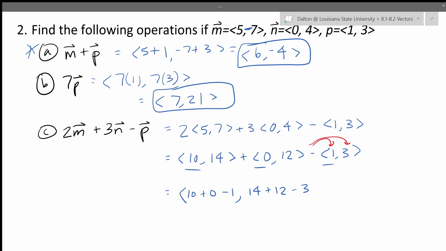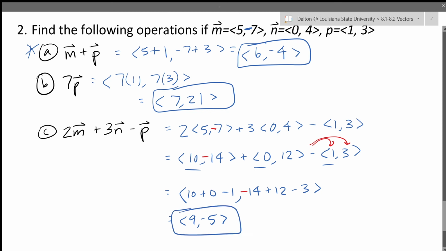So here, again, let's edit these. In the first one, that'll be negative 7. That means this will be negative 14. So then when I do negative 14 plus 12 minus 3, when we simplify both of these statements, I get 9, negative 5 for that one. Okay, so that's how you do operations.